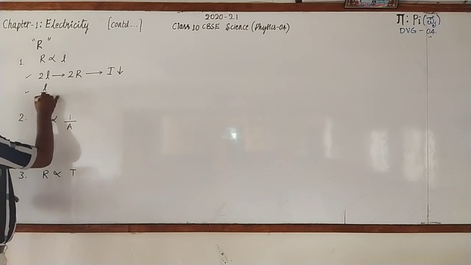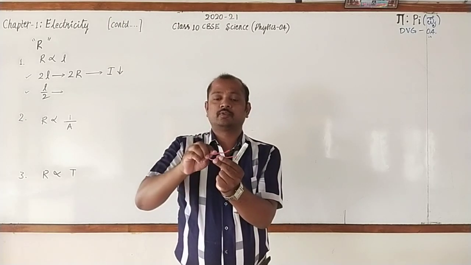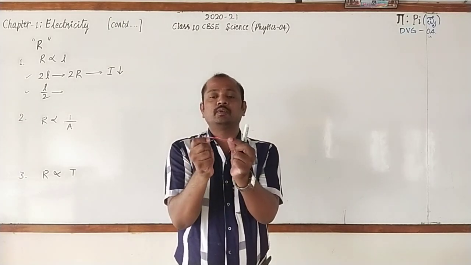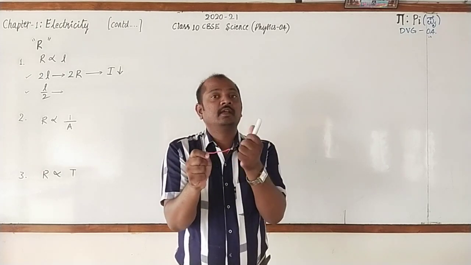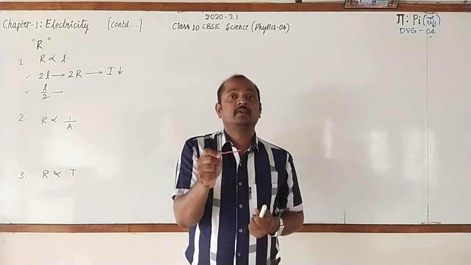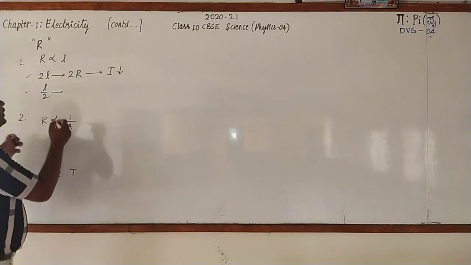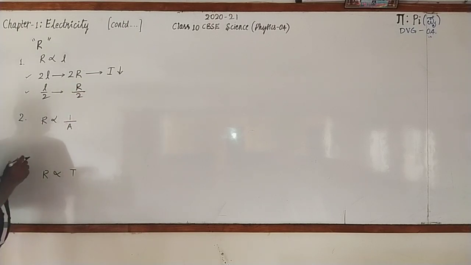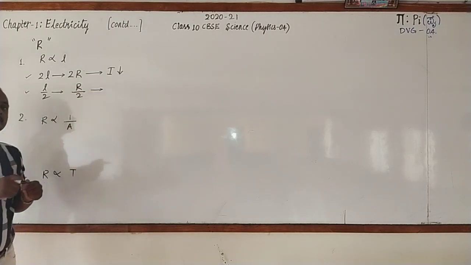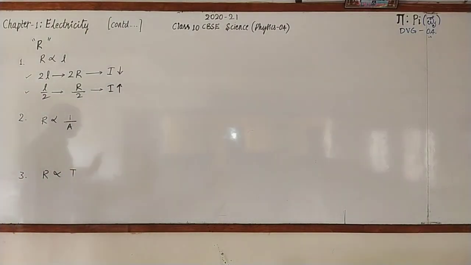Clear? So current decreases. If length is reduced to half, what about the electric resistance? Look here, this is the length. I am going to reduce it. Just consider only this much. So electrons should flow only in this length. Hence they get less amount of resistance. Therefore electric resistance also decreases by half. I can write like this. When the electric resistance decreases, what about the current? Current increases. Clear?